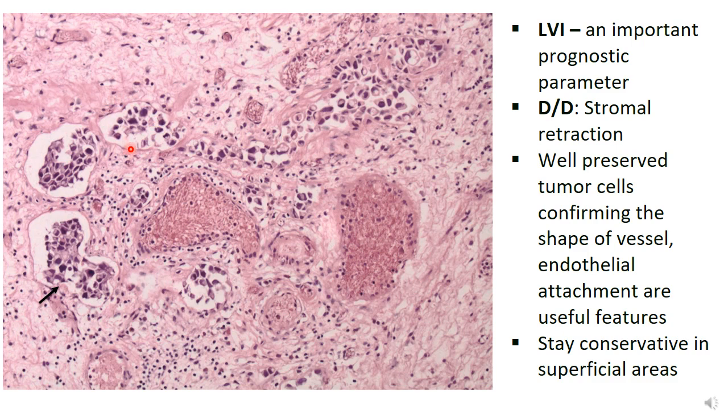lymphovascular invasion from artifacts is that the tumor cells should look well preserved. It typically conforms to the shape of the blood vessels. You frequently find endothelial attachment. And I think this process typically you see more in the deeper aspect of the specimens or biopsies. If you see it in a very superficial area, likely you are dealing with an invasive urothelial carcinoma showing stromal retraction. So I try to stay very conservative in superficial areas. You don't want to overcall this feature as well. So a conservative and methodical approach is very important.